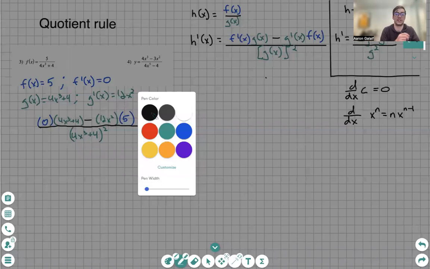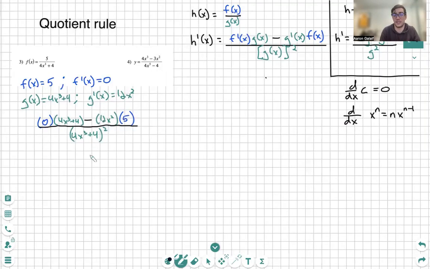However, just in case we are taking an AP exam, we must continue. So we can see that anything times 0, this whole thing will cancel out. So this will be 0. And 12 times 5 is just negative 60x squared. The denominator will just leave inside the square. It is unnecessary to FOIL.